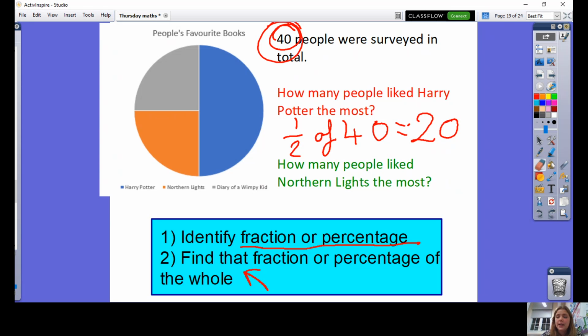Let's have a look at the next question then. First of all, you need to identify the fraction. How many people like Northern Lights the most? Write down on your piece of paper what fraction that is. Step 2, find that fraction of the whole. The whole is still 40. Can you please solve how many people preferred Northern Lights on your piece of paper?